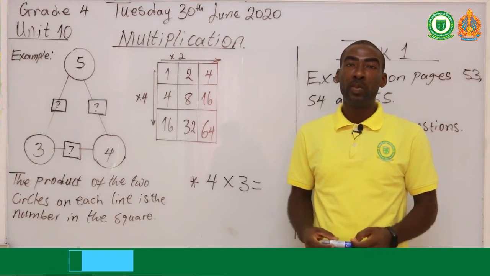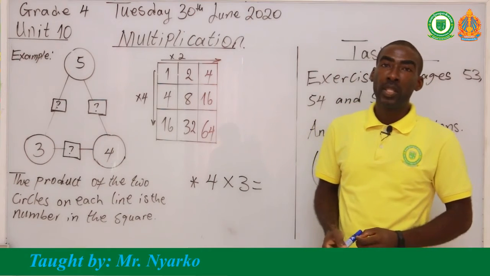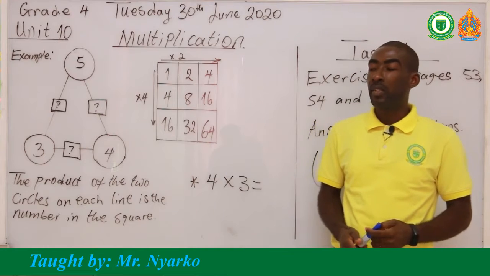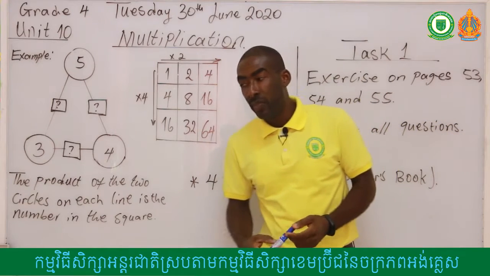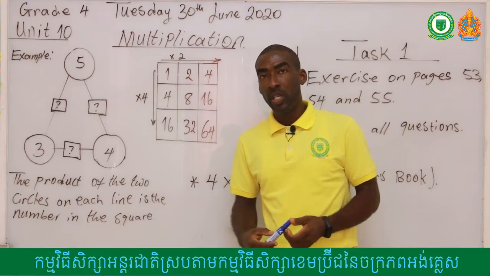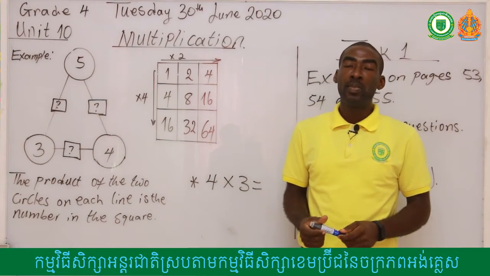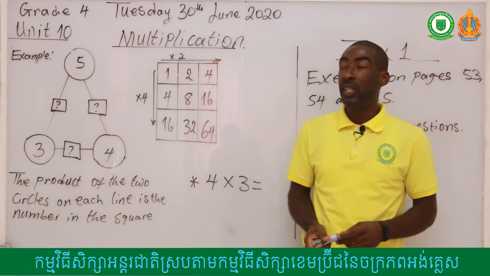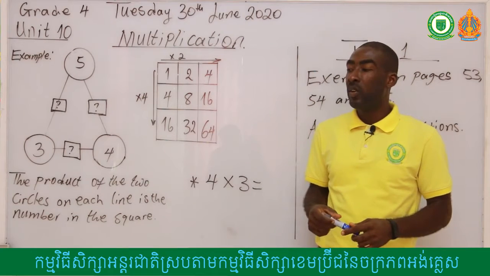Today we are doing multiplication. We are doing unit 10, and you can see this lesson from page 53 of your textbook. Okay, so go to the Learn section of your textbook at page 53, and you'll find this lesson over there.